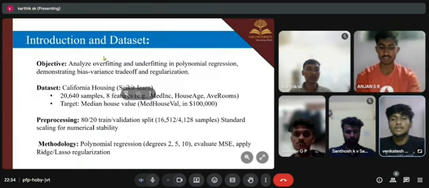Here is the introduction of our dataset. Here is the objective: analyze the overfitting and underfitting in polynomial regression, demonstrating the bias-variance trade-off and regularization.